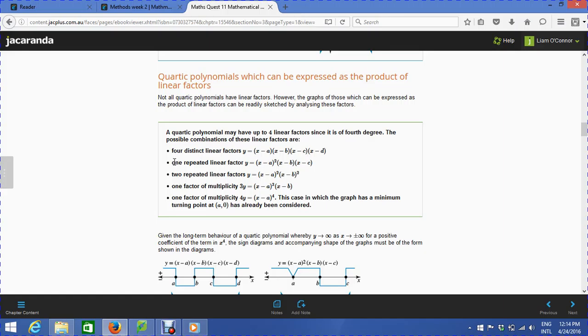Now another option we have is one repeated factor, which means it touches the x-axis once, and there's other two factors there. So that would be a turning point on the x-axis. It's like what we were looking at for cubics, where it touches the x-axis once and then we have one other linear factor. Another option is if we have two repeated linear factors. So now we have two turning points on the same set of axes, and the other option is if we have one factor.